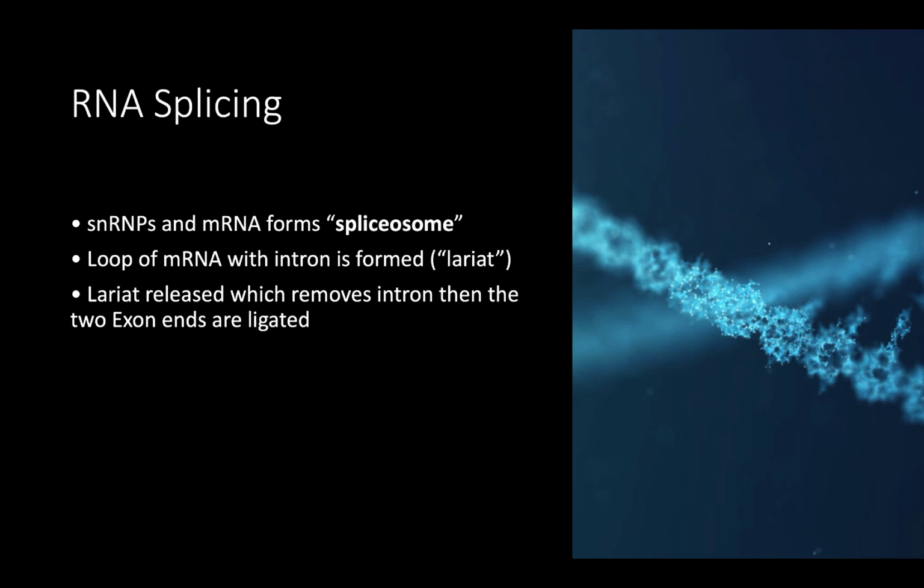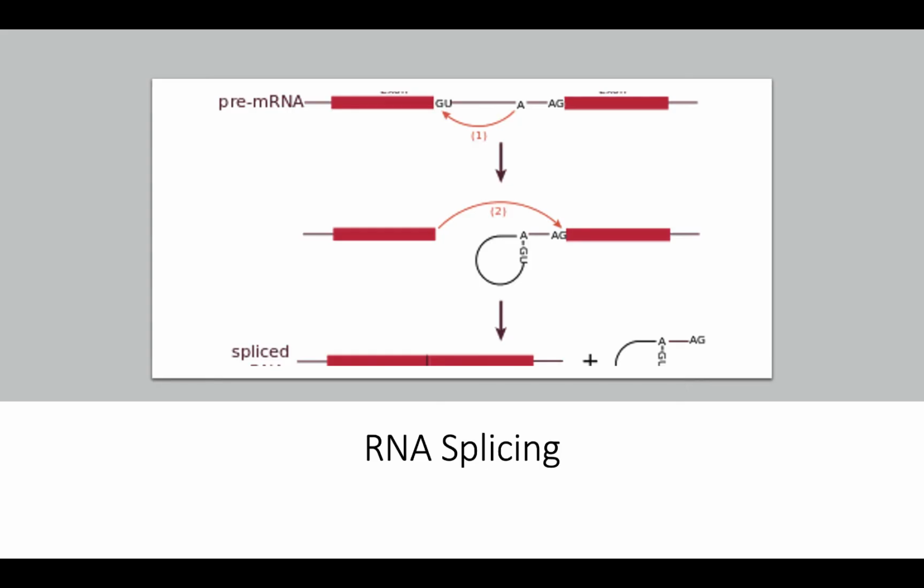Then a loop of mRNA with introns is formed. I will show you a picture in a moment. This loop of mRNA is called a lariat. The lariat loop is made through two nucleotides at each end. Then this loop is spliced out, cut off, and the two ends of the exons are ligated.